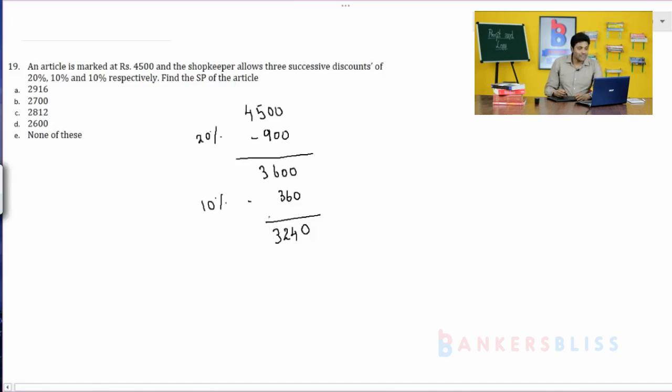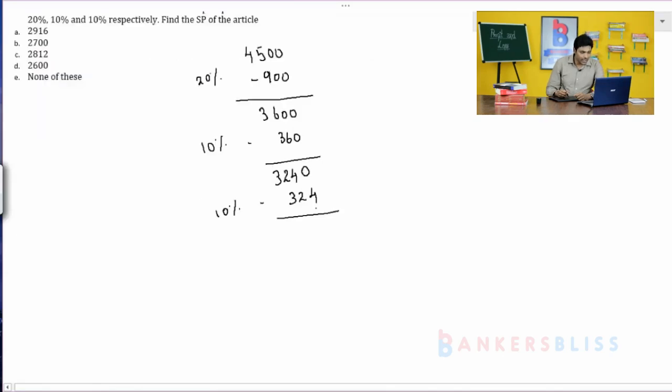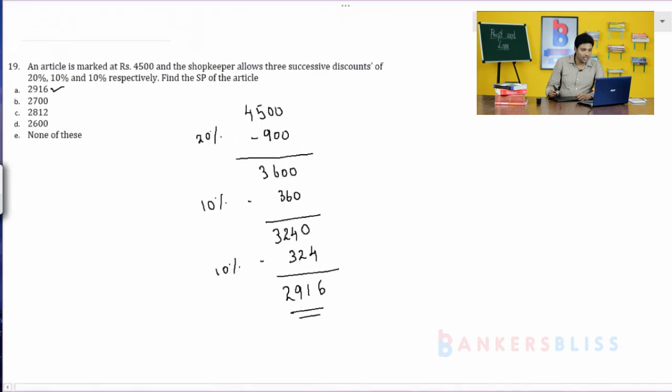Okay, so now you have given 2 successive discounts. After that again you have to give discount, that is 10%. So 10% means 324. You subtract 10 minus 4, 6 you are going to get. So remainder is 3, 3 minus 2, 1, next 1 carry over, 12 minus 3, 9 and 2. So you are going to end up with 2916. So option A is the right answer for this problem, option A. So 2916 is the answer.